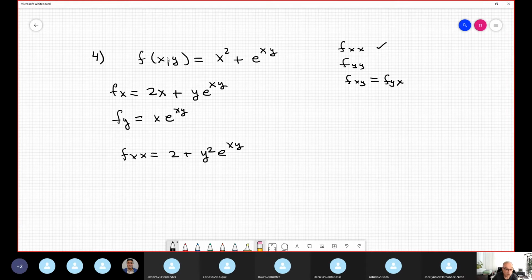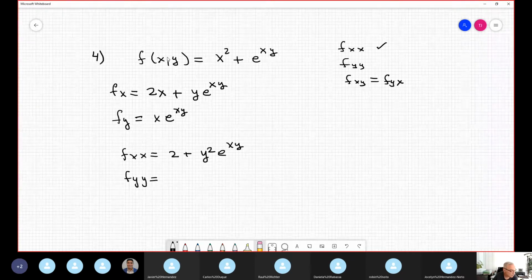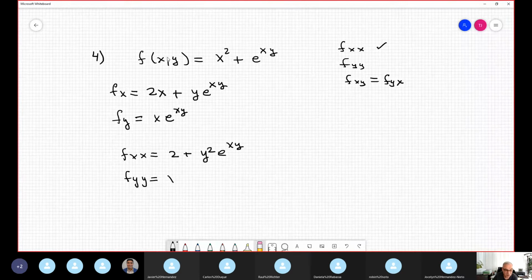Second derivative, xx. Second derivative, yy. Well, I focus on this expression. This is similar because x stays here as a constant. This is e, and you differentiate with respect to y, this is x, so it is x squared. Nice. Now the derivative xy, which by the way is the derivative yx.